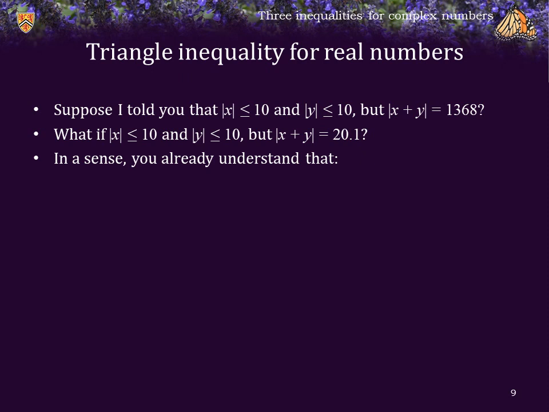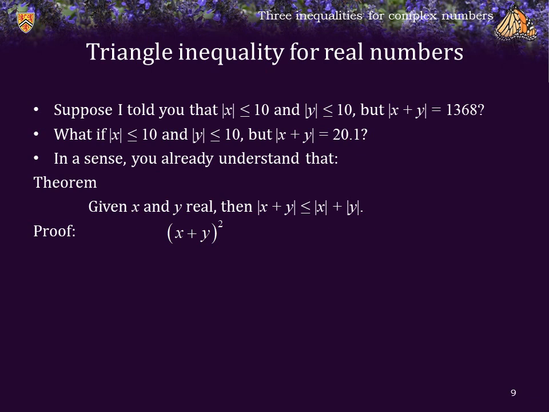In a sense, you already understand the following theorem. Given x and y as real numbers, then the absolute value of x plus y is less than or equal to the absolute value of x plus the absolute value of y. That is, the sum cannot be greater than the parts. Proof.